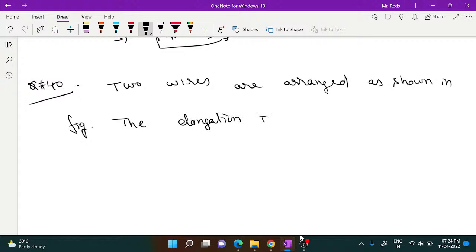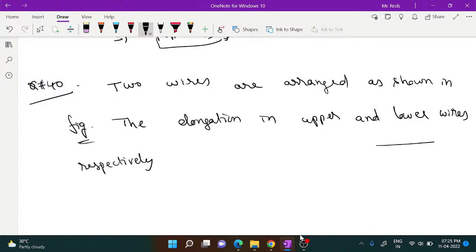The elongation in the upper and lower wires, respectively. Different options are given. No need to look at the options, we can just try to calculate. Let us look at the figure. It is mentioned that it is shown in the figure, right?